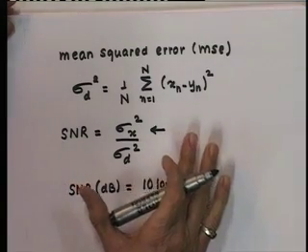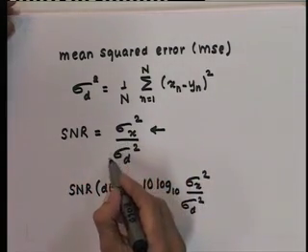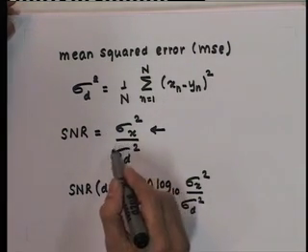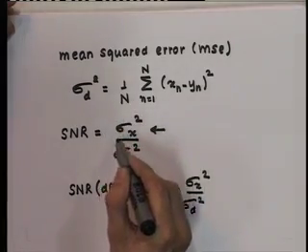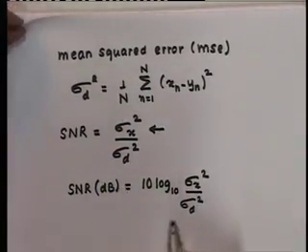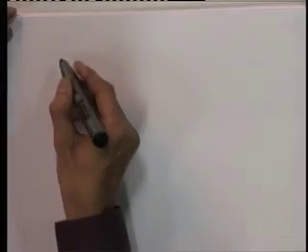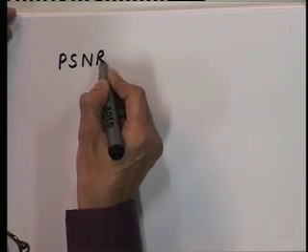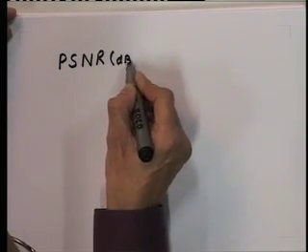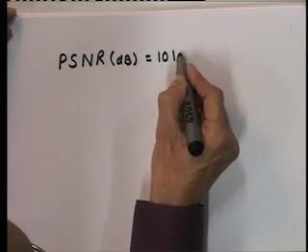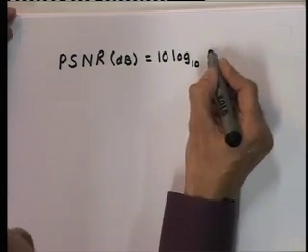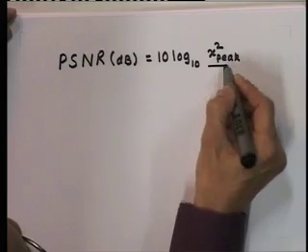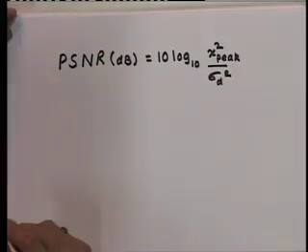Now, sometimes we are more interested in the size of the error relative to the peak value of the signal, than with the size of the error relative to the average squared value of the signal. And in such a case, this ratio is called the peak signal to noise ratio, in dB equal to 10 log to the base 10 of x peak squared divided by sigma d squared.